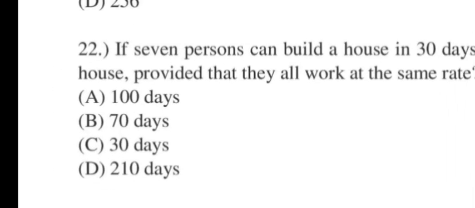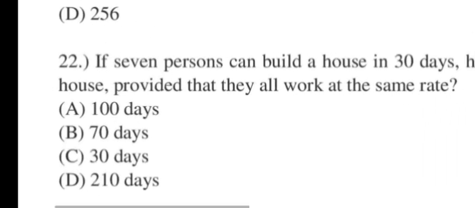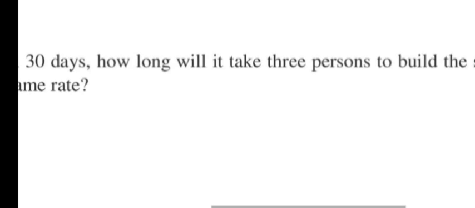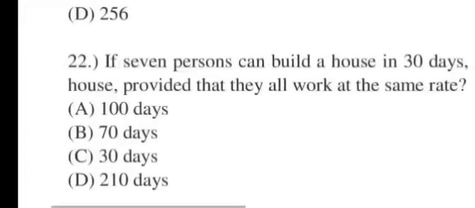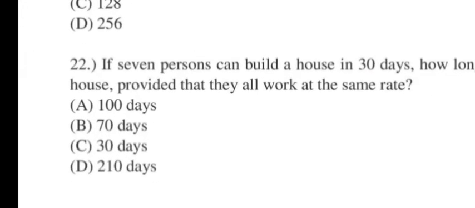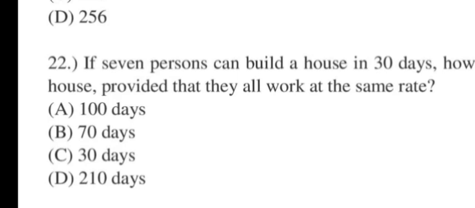22 says, if 7 persons can build a house in 30 days, how long will it take 3 persons to build the same house, provided that they all work at the same rate? 100 days, 70 days, 30 days, 210 days. For 22, it will be 210 days.